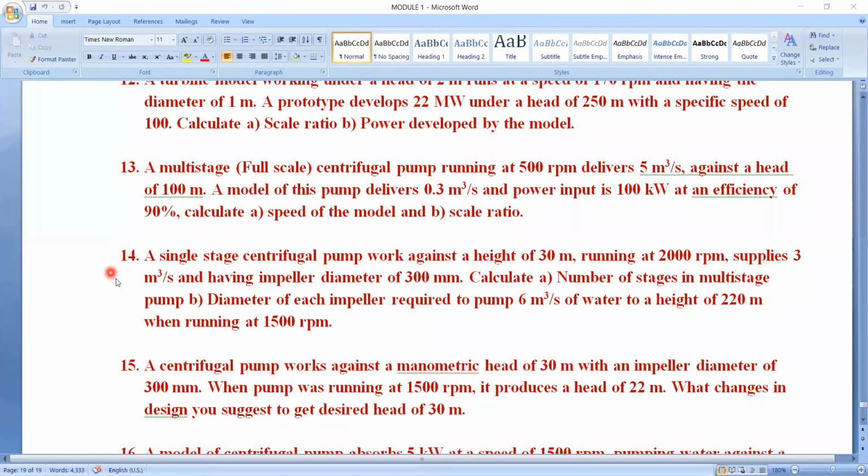Write down problem number 14 and 15, or else you can take a screenshot. Problem number 13 is the easier one. If you have solved the previous class numericals, then I'm sure you will not face any difficulty in solving problem number 13. Now write down problem number 14, which is an important one.